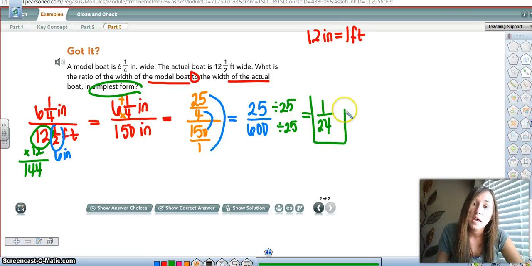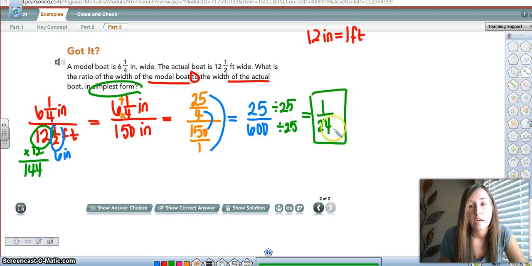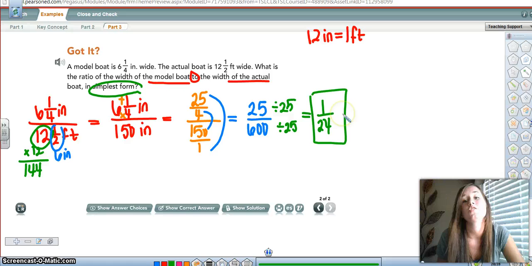This is a great comparison of numbers compared to when we started. 6 1/4 inches, 12 1/2 feet. This also just indicates to us an idea of the size of the boat. We're going from a model boat to actual boat. The model boat was first or on top. The actual boat was on bottom. So the model boat is 1. The actual boat's 24. So that's indicating to us that it's 24 times bigger than the model.